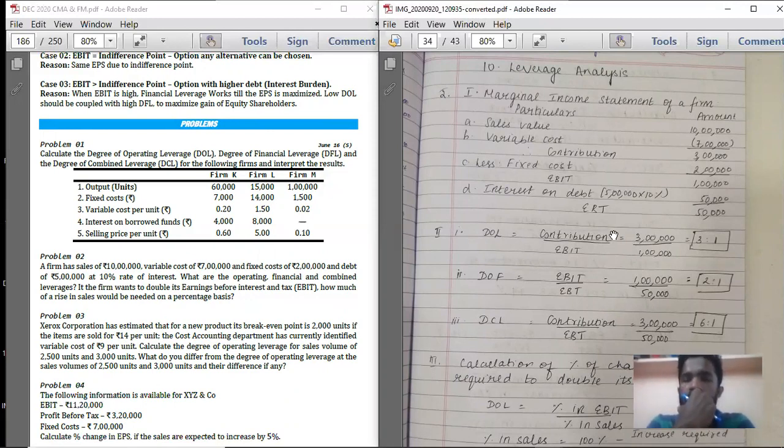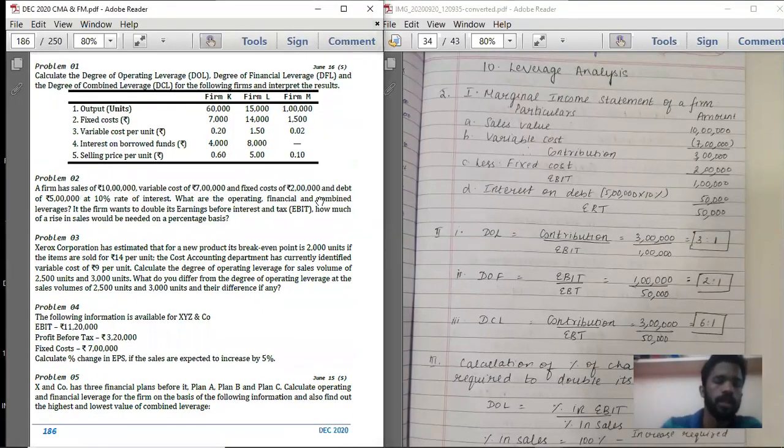Chapter number 10, leverage analysis. Come to problem number 2. Take the book material, problem number 2, page number 186. A firm has sales of 10 lakhs, variable cost 7 lakhs, fixed cost 2 lakhs, and debt of 5 lakhs at 10% rate of interest. They have given sales, then variable cost, then fixed cost, and also the debt of 5 lakhs at the rate of 10%. What are the operating, financing and combined leverages? They are asking us to find all 3 leverages: operating leverage, financial leverage and combined leverage.